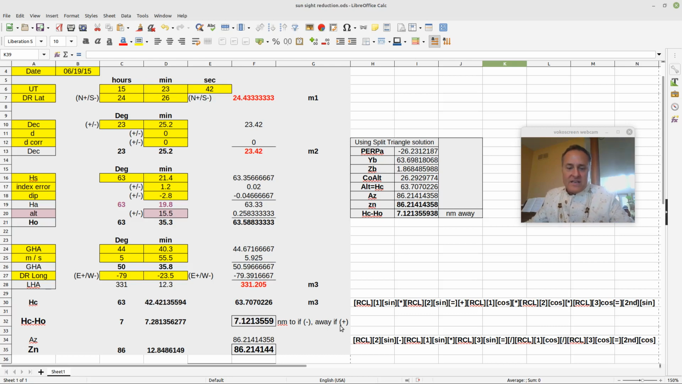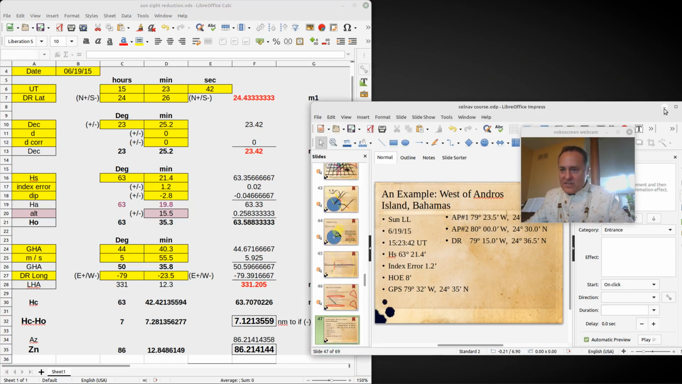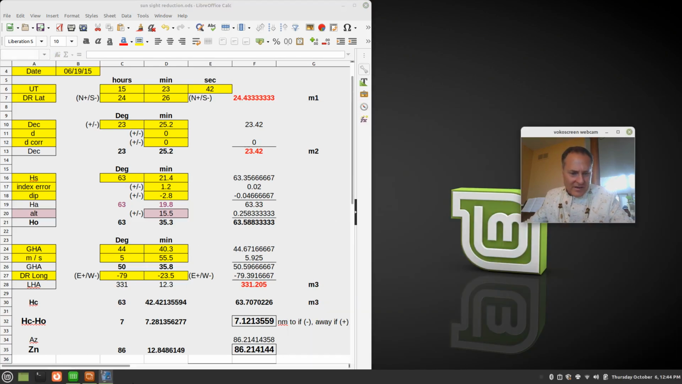And it is away from the assumed position if positive, to the assumed position if negative. In this case, it's positive, so we're going to move away from the assumed position at an angle of 86.2 degrees, and we're going to go 7.1 miles, and there we will strike a line perpendicular to the zenith line, and that's our line of position. It seems like a lot of work. Now let's go back to our slideshow, and I'll show you how it looks practically.